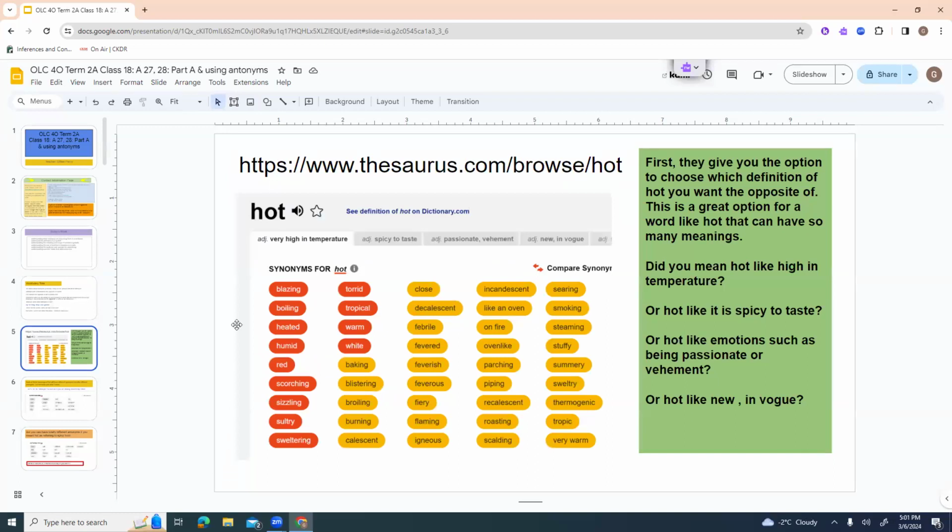Okay. So now I've got, here, these are the synonyms. You have to make sure that you're on the right definition. So if you can see here, the word hot has several definitions. So if you want to find the synonyms or the antonyms, you have to be on the right definition. So if I chose hot and meant like spicy to taste, I'm going to get different antonyms and synonyms than if I chose passionate or vehement or new and in vogue, like, oh, he's wearing the hottest new thing, that kind of idea.